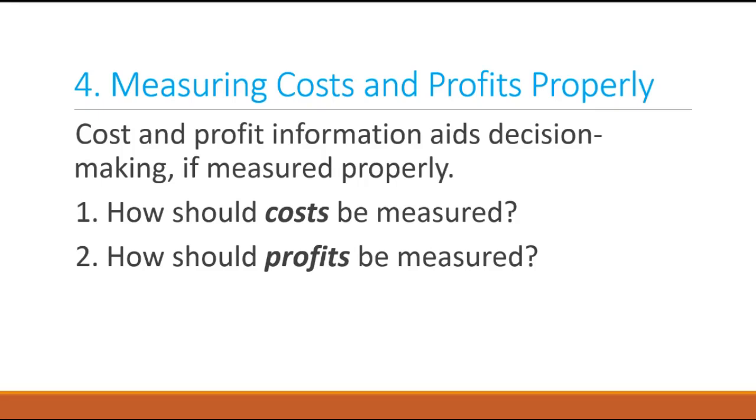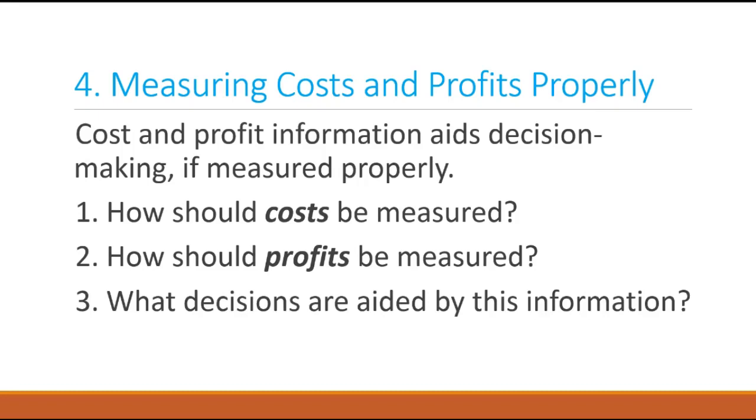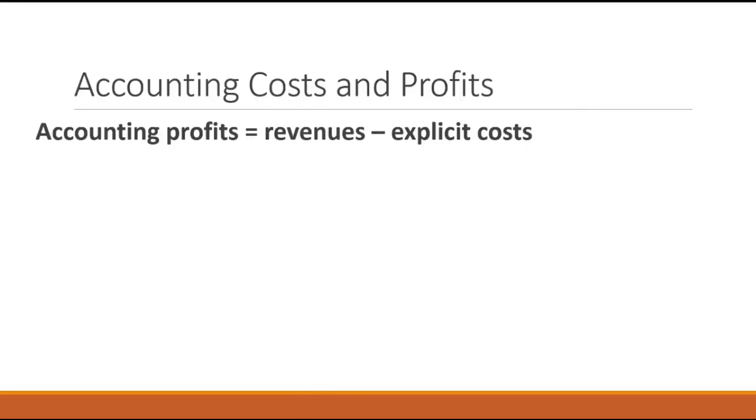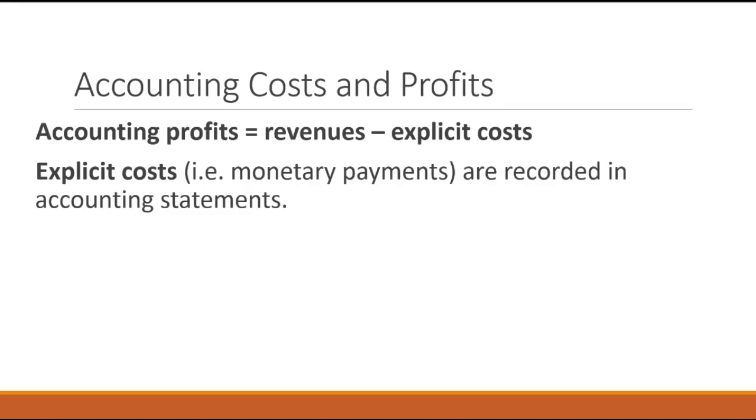Well, once we've got that information, then we can use it to assist in certain kinds of decisions. And we'll see in a minute what kind of decisions I'm thinking about. Well, the way that we normally think about costs is the way that accountants would write them down. And the same goes for profits as well. So I'm just going to define accounting profits as the difference between revenues and explicit costs. And by explicit costs, I just mean the kind of monetary payments that an accountant would record for purposes of making an accounting statement.